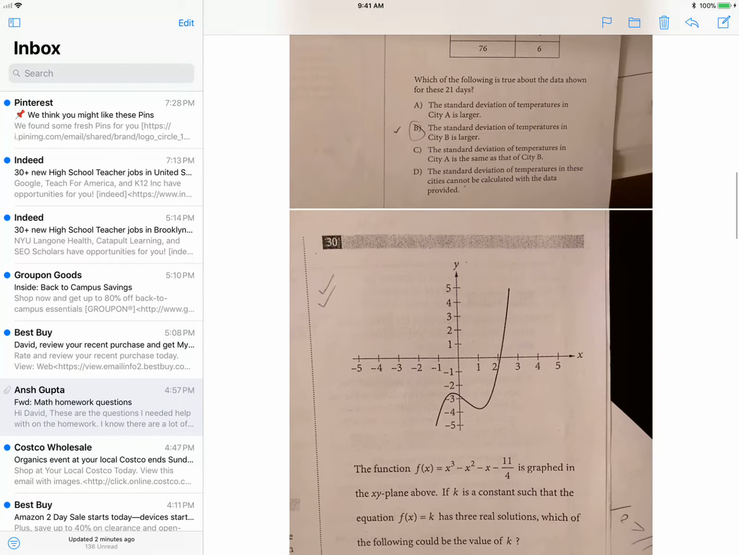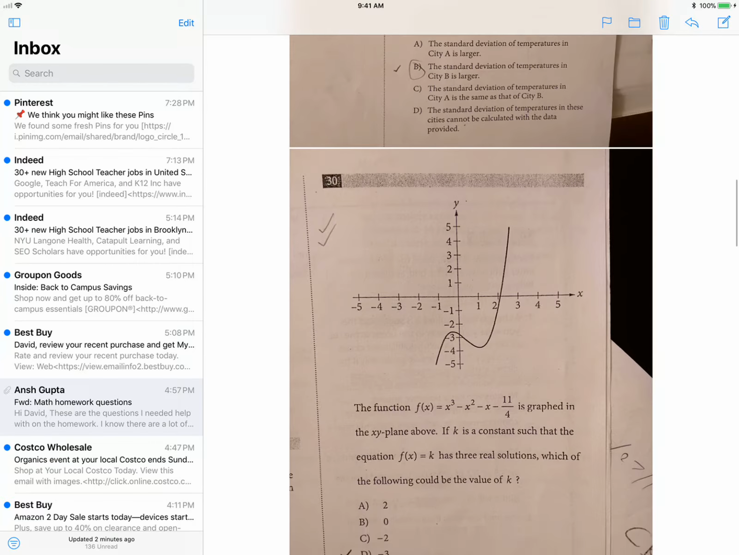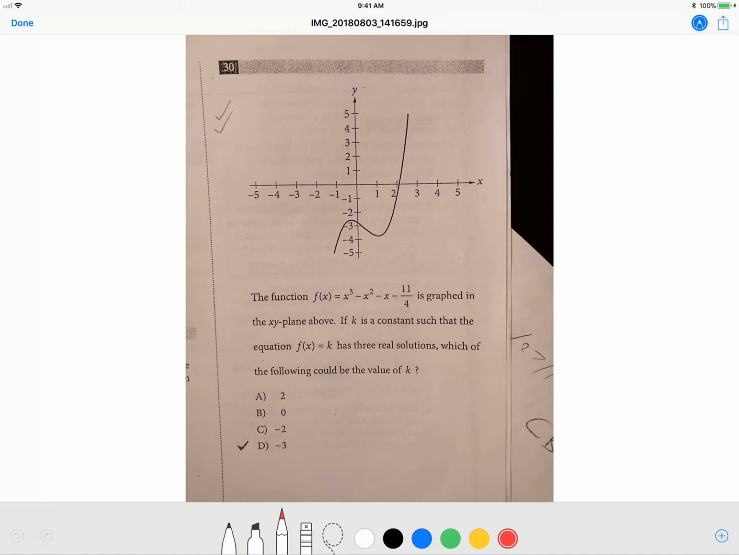I'm going to put the standard deviation question for the last one, and let's do question number 30. Now, for this question, whenever I was doing this with a student, I always tell them that this is really not like a math question. It's more like a drawing kind of question. So let's just jump right into the problem. You have the graph of this fancy polynomial, which we're really not going to consider anything for. It's graphed in the xy plane above.